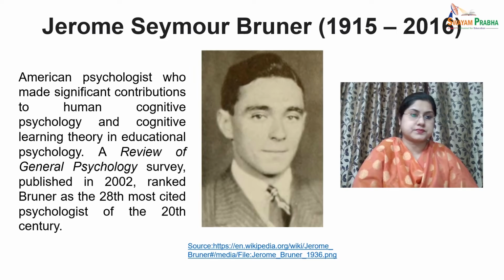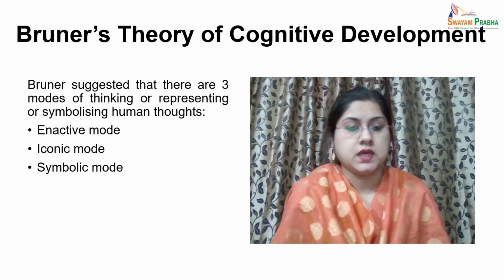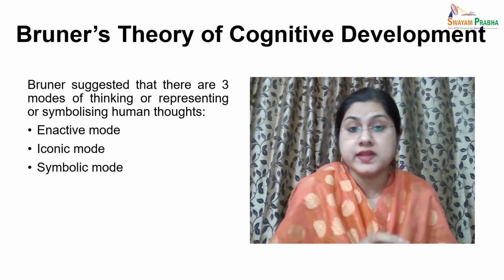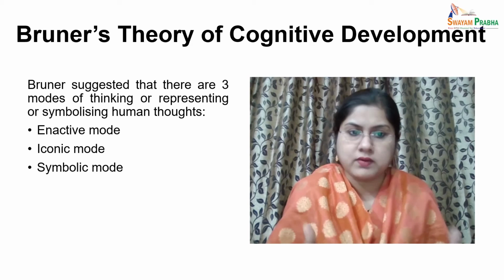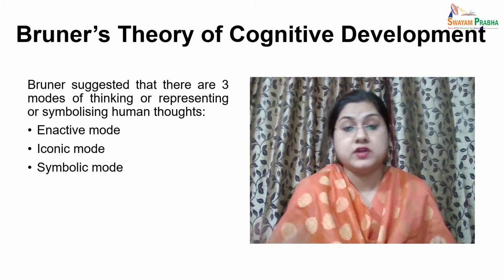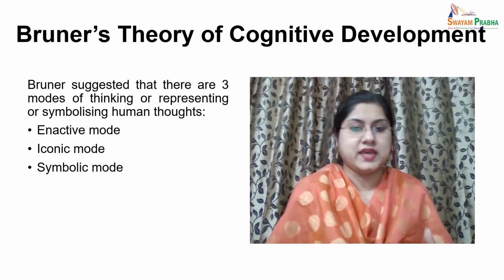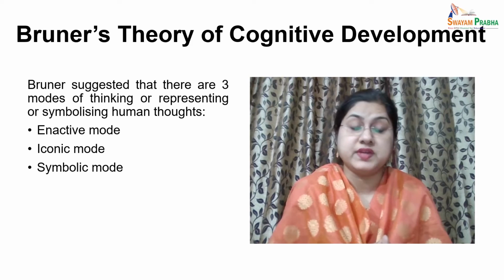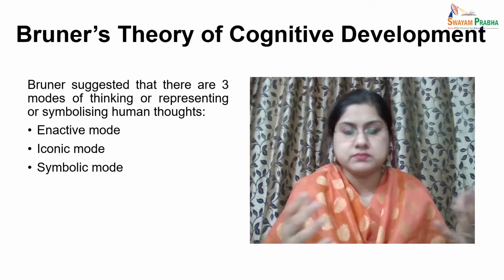So now let us see his theory, the theory of cognitive development. Bruner was concerned with cognitive psychology, with a particular interest in the cognitive development of children, and how thought representations and different modes of thought representation are done. This was the most important interest which he had. This interest gave birth to a theory of cognitive development, which is popularly known as Bruner's theory of cognitive development. So let us have a discussion on the views which he has given under his theory.